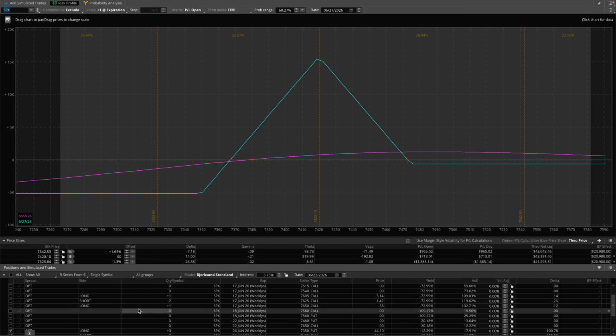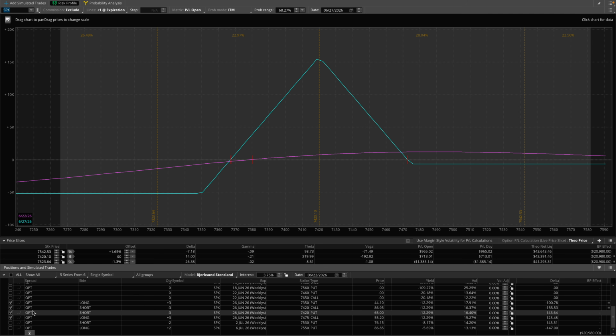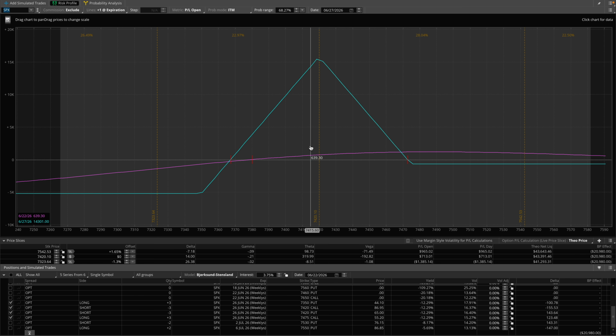I have all the positions open, but as you guys can see, I have everything turned off so we can just focus on this particular spread here, as these are the only positions I have for next week, and that's how I'm treating it for now.